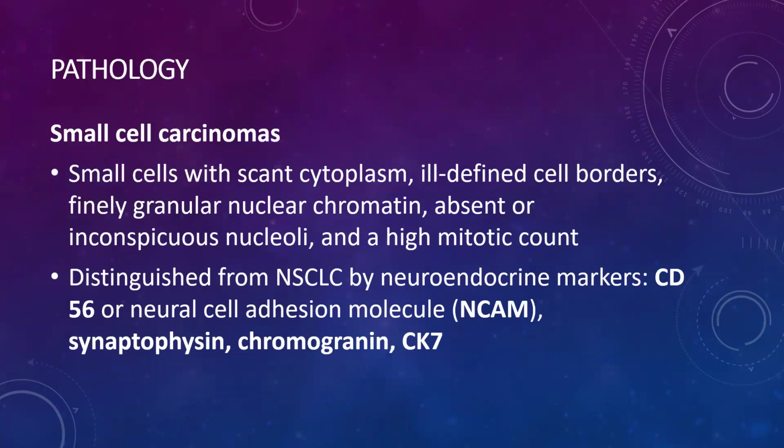So first, your small cell carcinomas, these are small cells. They have scanty cytoplasm, ill-defined cell borders, finely granular nuclear chromatin with absent or inconspicuous nucleoli, and a very high mitotic count. It can be distinguished from your non-small cell by your neuroendocrine markers, your CD56, or your neural cell adhesion molecule, NCAM, synaptophysin, chromogranin, and CK7.